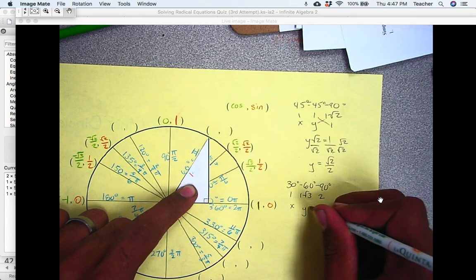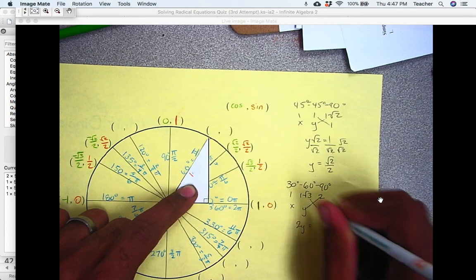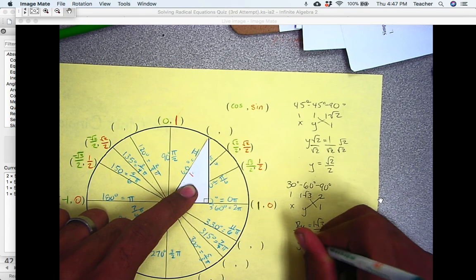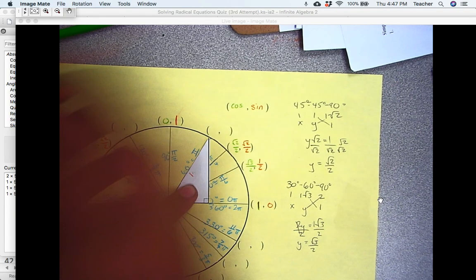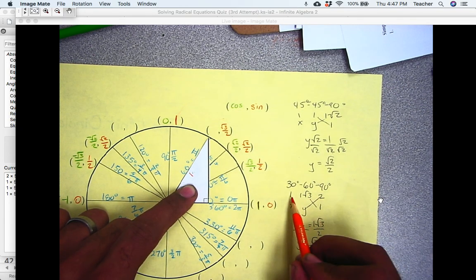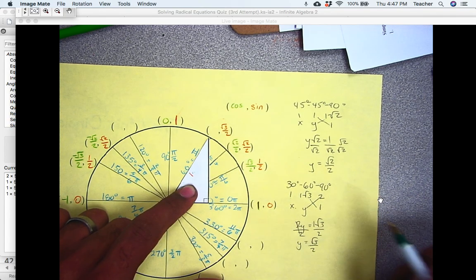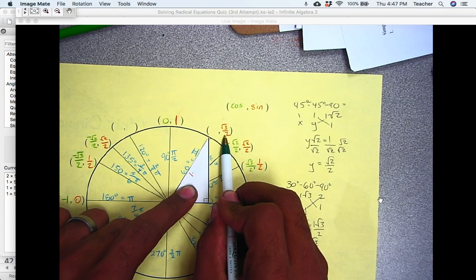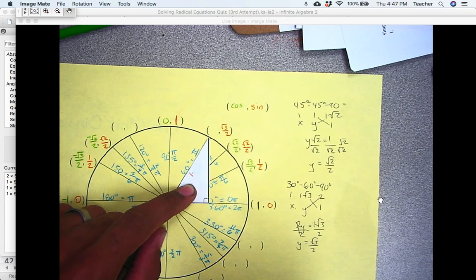Now cross multiply: 2y equals 1 times rad 3, which is just rad 3. Just divide by 2, and it's simply rad 3 over 2. So that's our y value at that point. But what about our x? I could cross multiply here and figure that out. But notice, I had rad 3 over 2 here and rad 3 over 2 here. We did that in class.